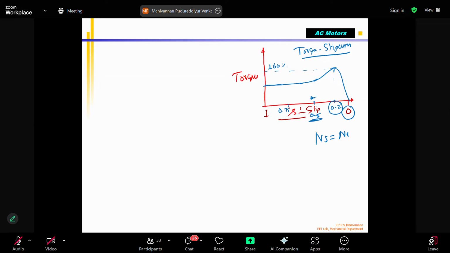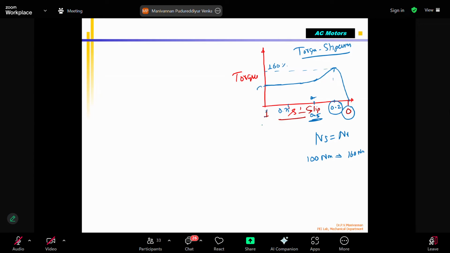Understood, sir. Then another thing is the maximum torque you can get is 160%. That is the peak torque. For example, if I say the induction motor's normal torque is 100 Newton meter, you can get a maximum of 160 Newton meter at a slip of 0.2. This is another advantage of the electric motor compared to the IC engine.